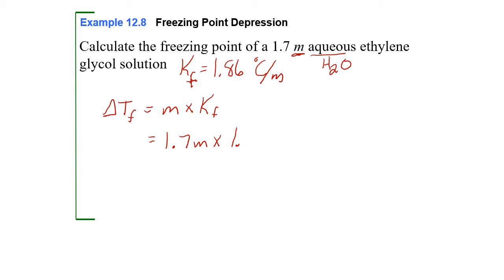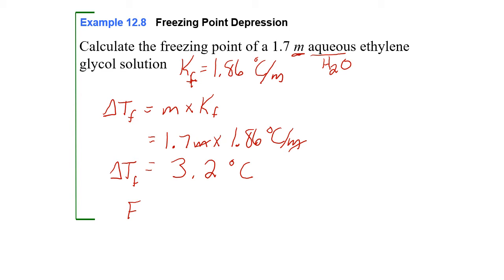The KF is a constant. Our molality is going to cancel, and we end up with degrees Celsius. So 3.2 degrees Celsius is our change in temperature of the freezing point. Now, freezing point is always depressed, so it's always lower.